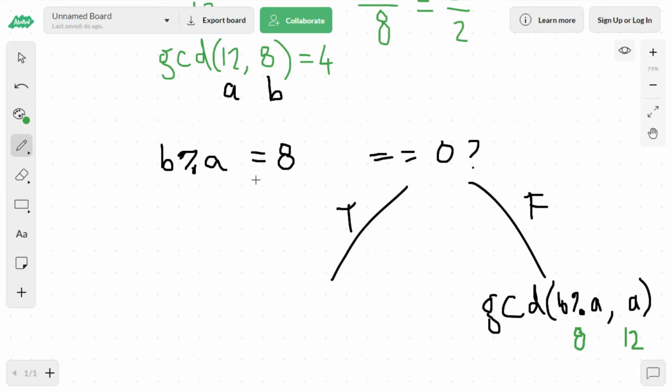Okay, so then we're going to go through this again. This is no longer going to be the case because now we're going to do 12 divided by 8, which would go in 1 time with a remainder of 4. So now we're going to have a 4 over here for our B mod A. Well, it's still not equal to 0, so we're going to call this again. And in this case, B mod A is 4, and A is 8.